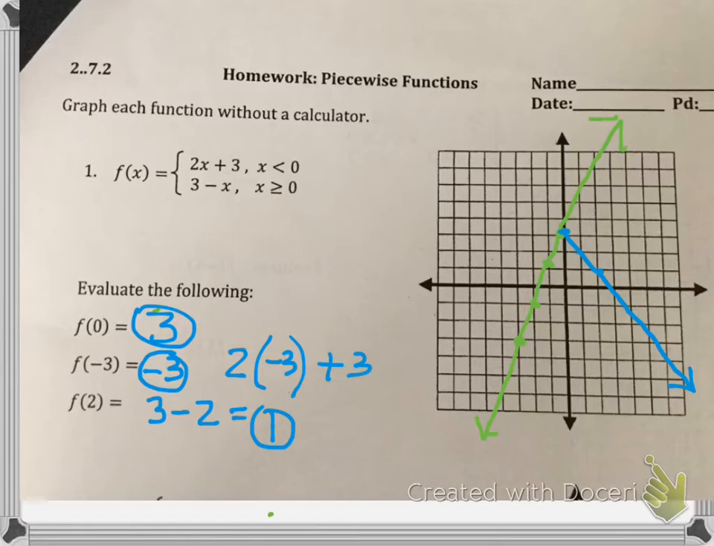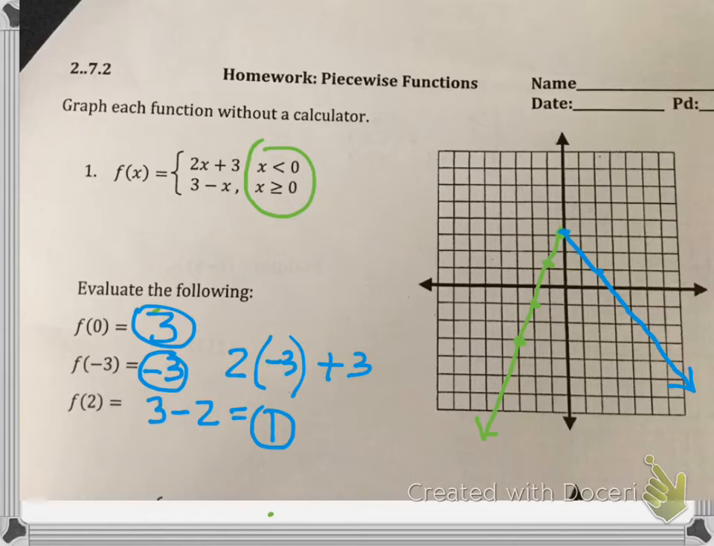However, with a piecewise graph, they give you restrictions. These are the restrictions. For this line, y equals 2x plus 3, the restriction is they only want it when x is smaller than 0. So that's why I erase this part, because that's when x is greater than 0. This, to the left, is when x is smaller than 0.